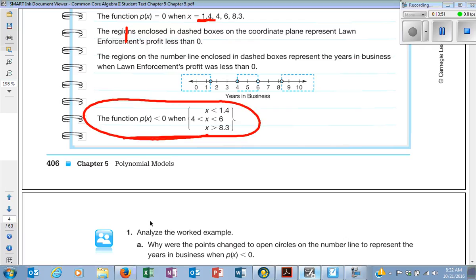If you look at it, what does it say? When P, which is your y, is less than 0, which means that we are not making a profit. Here are the 3 scenarios that can happen. Either x can be less than 1.4, x can be between 4 and 6, or x has to be greater than 8.3. If I'm in any one of those areas for my years, I know I'm not making any money. Are you with me on that?